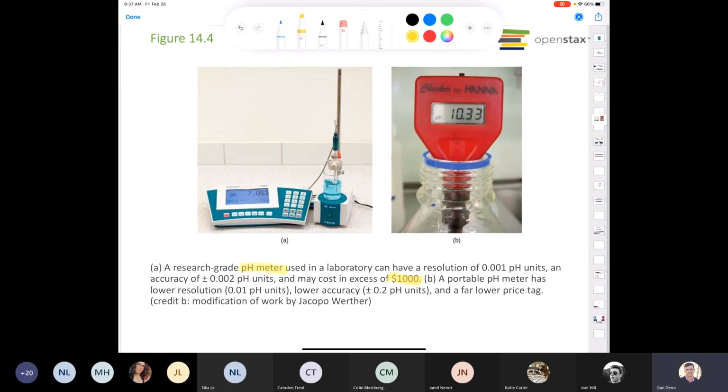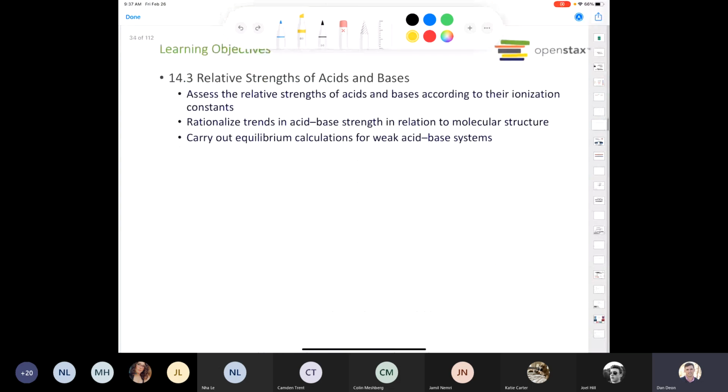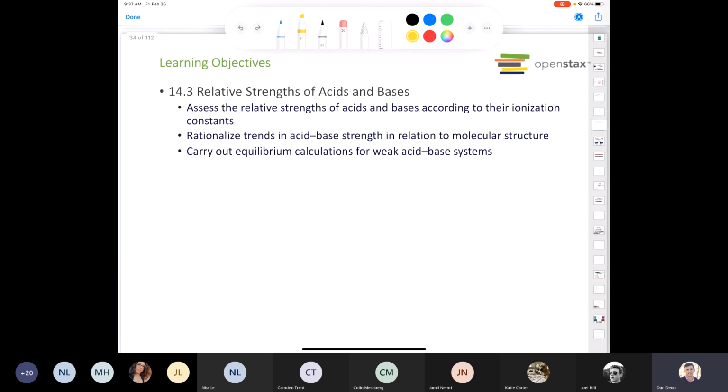You can also have these little portable pH meters here. You can see that somebody just stuck it right in the bottle top here, and they're able to measure the pH to the 100th place. Anyhow, but again, the pH meters, we do use them in the undergraduate labs from time to time, so they're useful for sure. Anyhow, let's move on to section 14.3, which deals with the relative strengths of acids and bases.